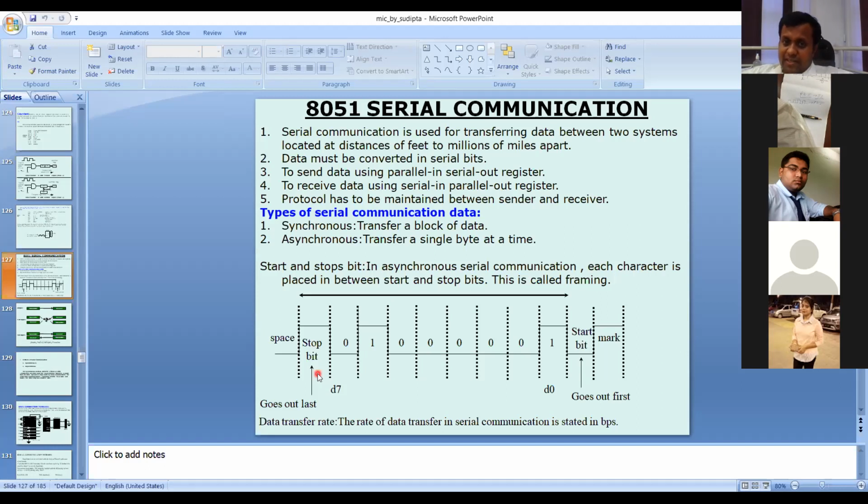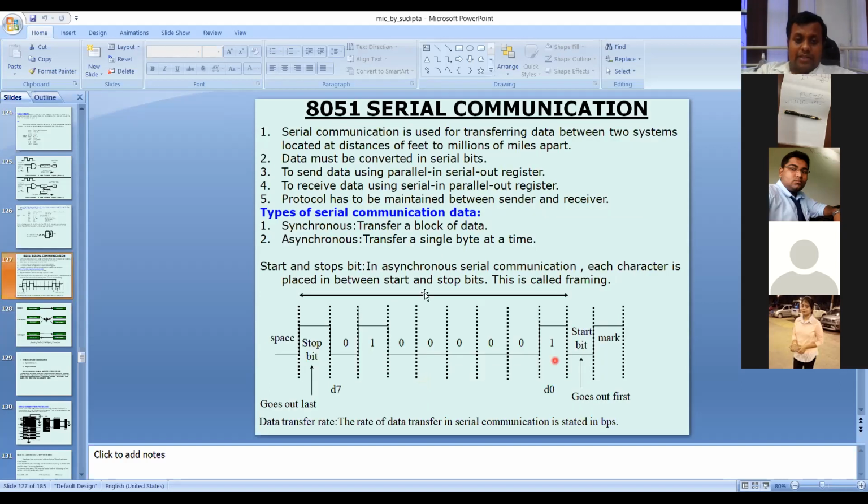Is it clear? In this way, data will be transmitted in asynchronous communication mode. After receiving this data, the receiver end gives the acknowledgement, positive acknowledgement or negative acknowledgement. If positive acknowledgement, then I will send the next data. If negative acknowledgement, then I will send the same data again. Is it clear? Okay, sir. This is called asynchronous communication mode.